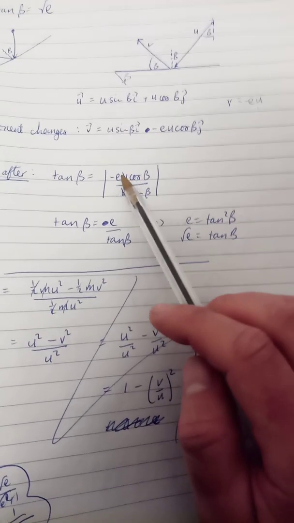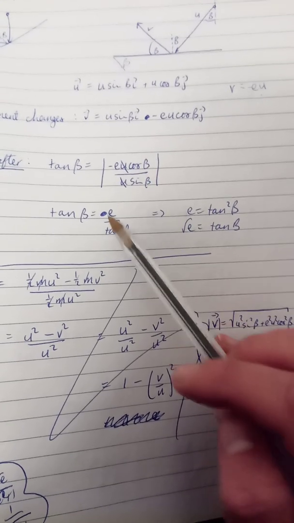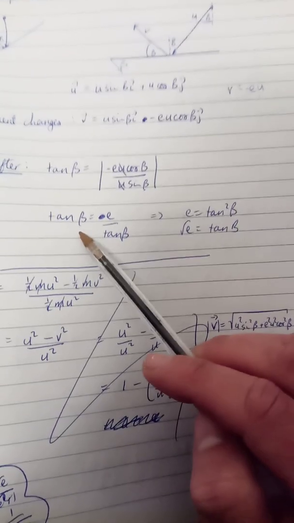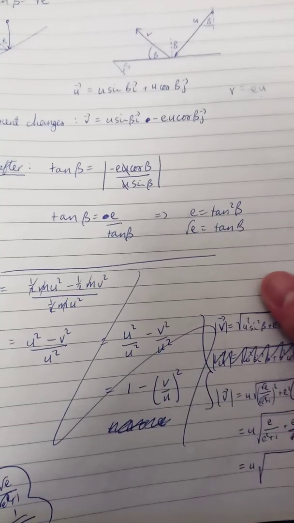We take the absolute value. U's cancel. Sine over cos is tan. Cos over sine is 1 over tan. And then cross multiply, get the square root, and that part is done. That's the first part. The second part then involves the kinetic energy.